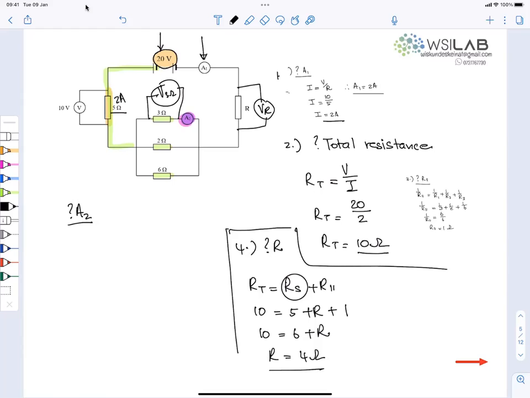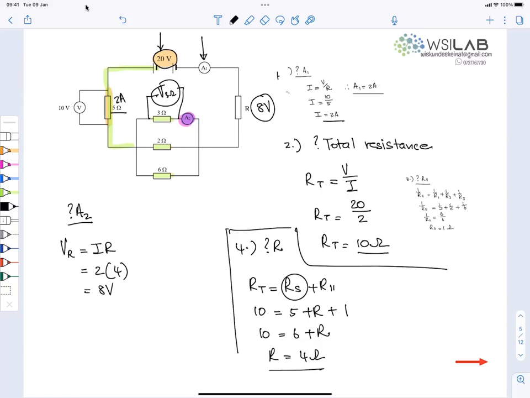Can anyone give me the voltmeter reading over that R resistor? It's I times R. V equals I times R. The current there is the total current, which is 2 amps. And the resistor there we've just calculated, what was that? 4 ohm. Yes. So that's 8 volts. So I'm losing another 8 volts there.